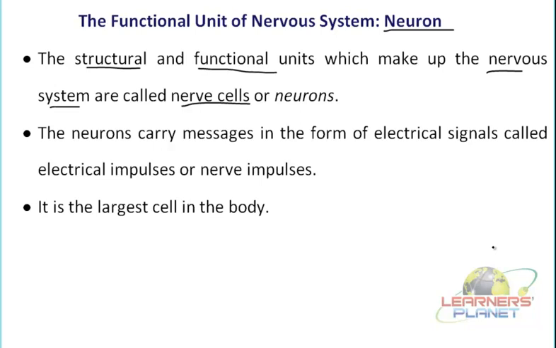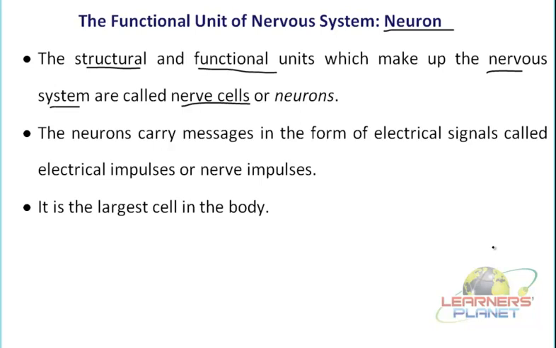Why sense organs? Because they have sensory cells. These sensory cells are also known as receptors. They can receive the message, the stimulus from the surrounding, and this is why they are known as the sense organs.